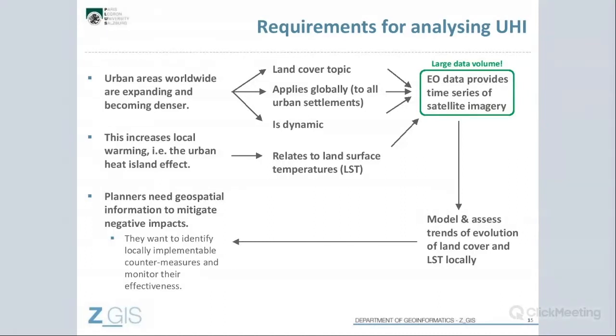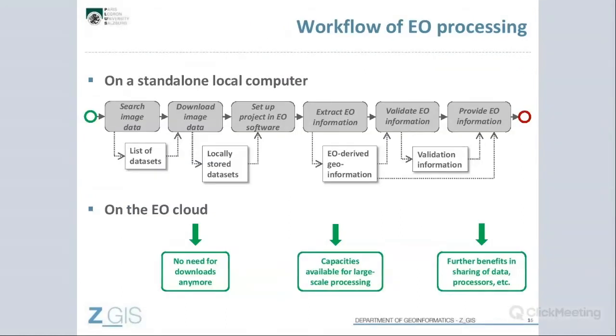And so EO clouds are really the perfect environment to process EO data, because they provide all this data at one single point and enable us to do workflows differently than we used to do them before. So this used to be our process on a standalone computer. You search your image data, then you download it, set up your project, extract Earth observation information, validate it, and provide it to the user.